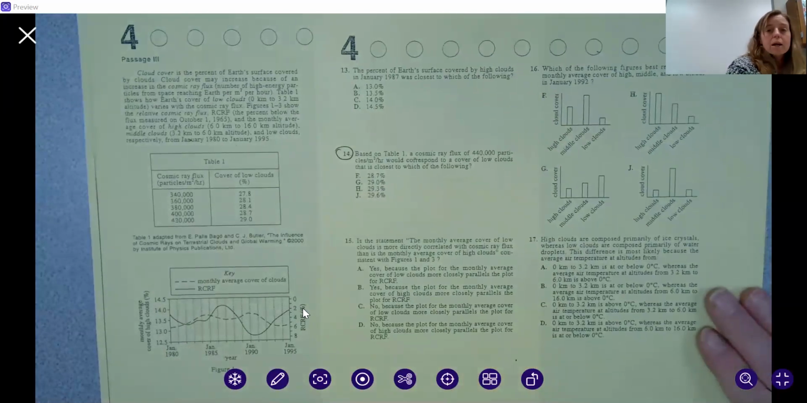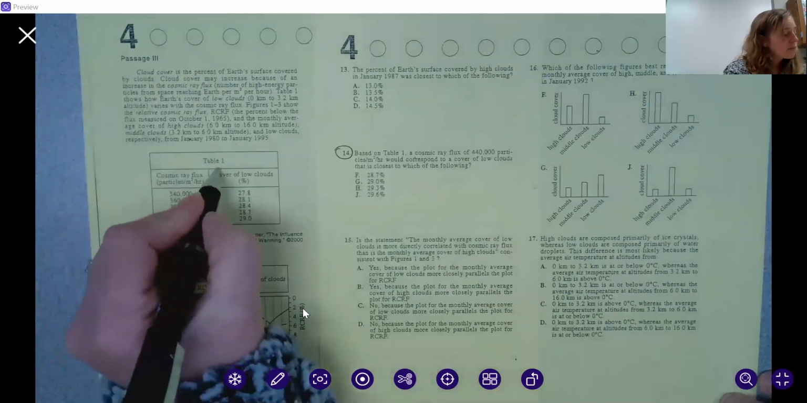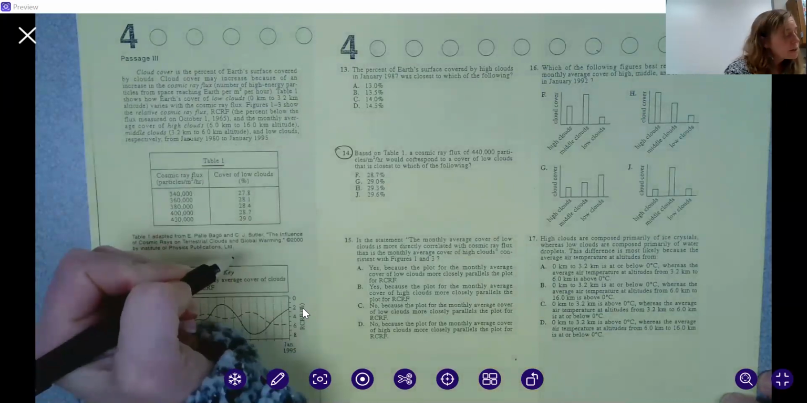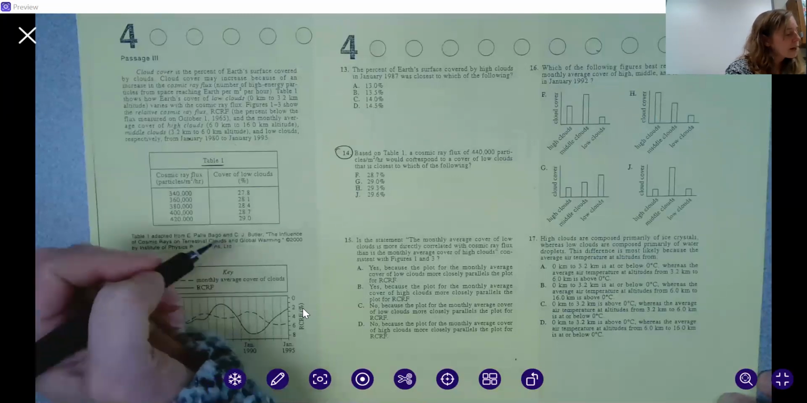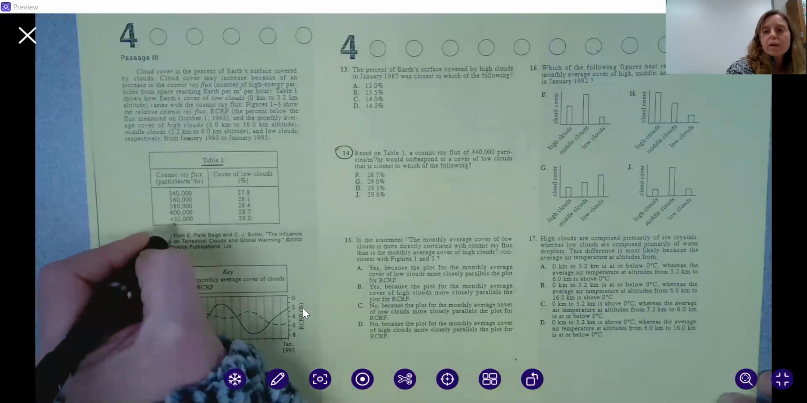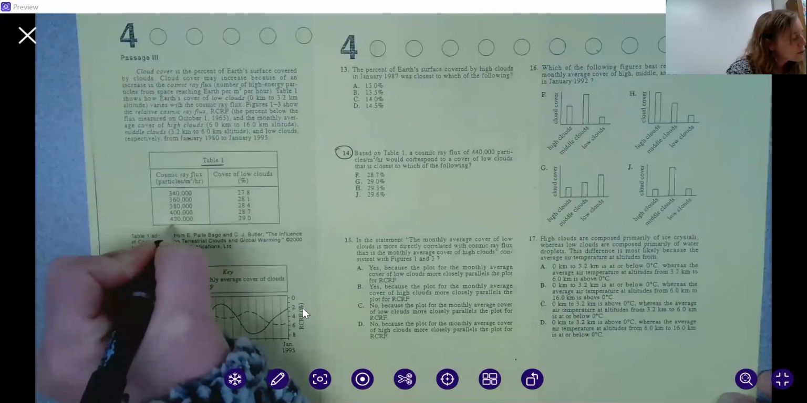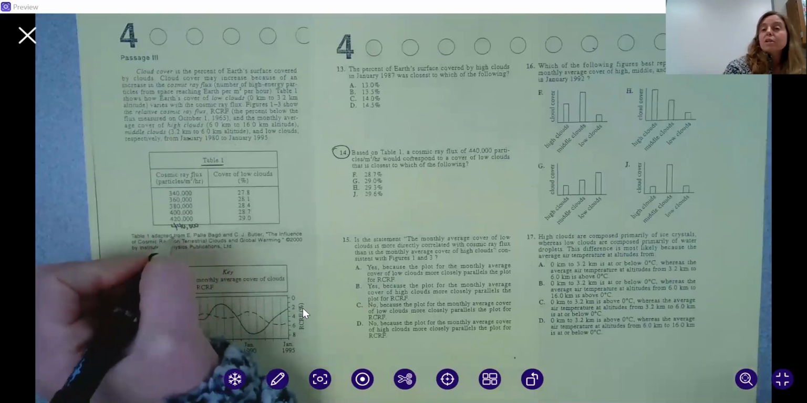Now in question 14, it says based on table 1. So I'm going to go over here and find table 1. Now it says a cosmic ray flux of 440,000 particles. Now we stop at 420 here. So what they're referencing is 440,000, which is going to be in addition.